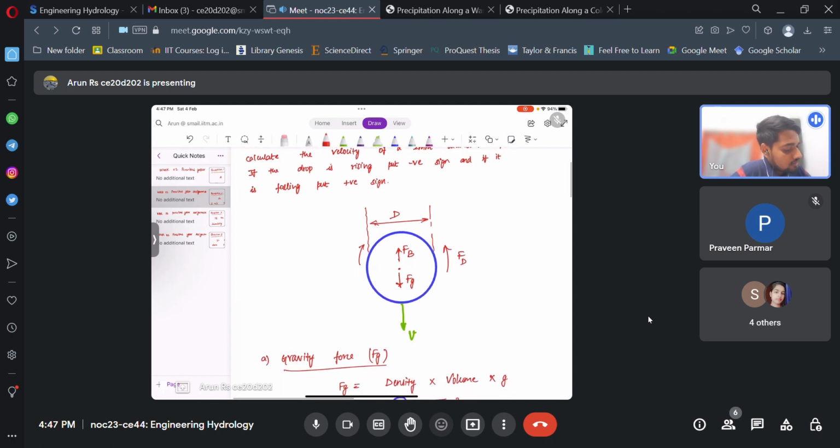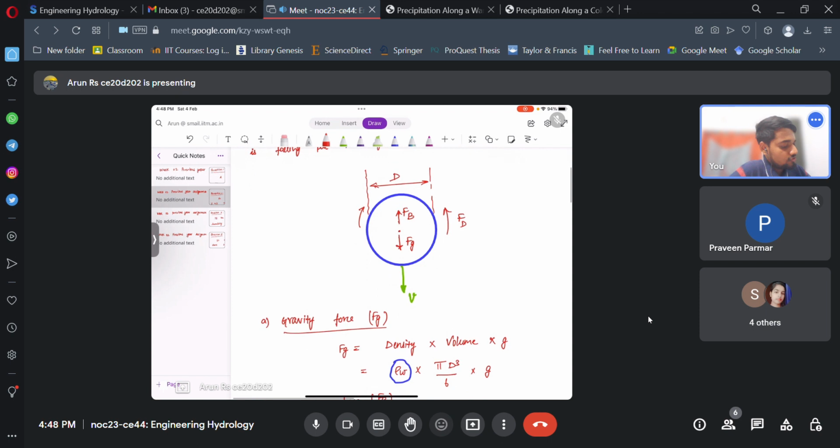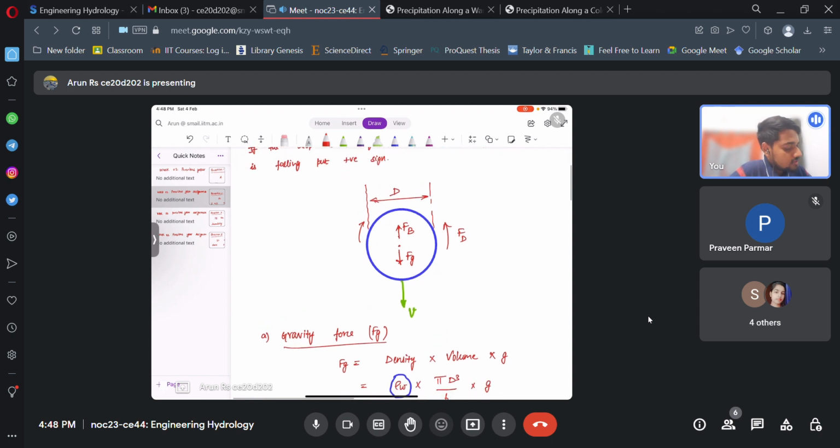And in the last part of the question, it is mentioned that if the drop is rising, we have to put negative sign for the velocity, and if it is falling, we have to use positive sign. So before that, what is terminal velocity? Can someone define? Can anyone define what is terminal velocity? So at least by seeing this figure, you should be able to say.